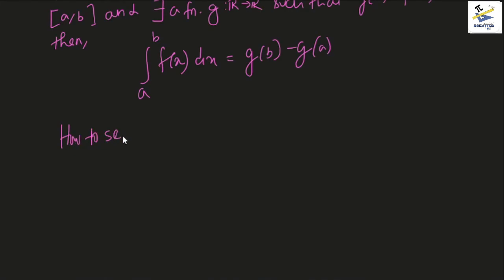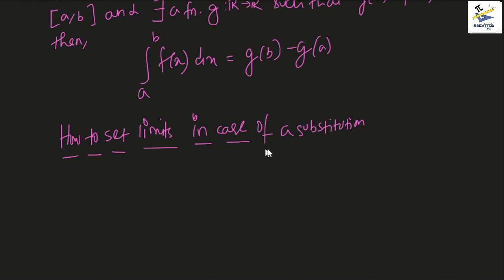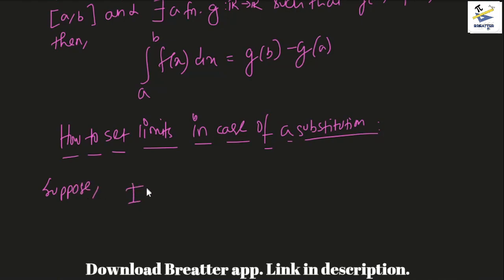How to set limits in case of a substitution. And by substitution I mean the method of substitution, where we usually substitute for one variable, right? In case of substitution, let us take an example. Suppose I is equal to the integral from 2 to 3 of 2x by 1 plus x square dx.